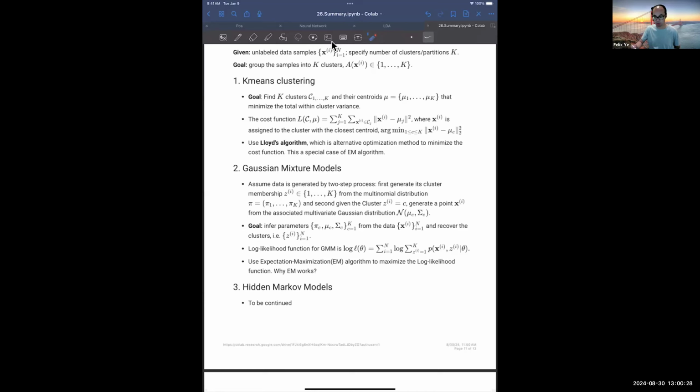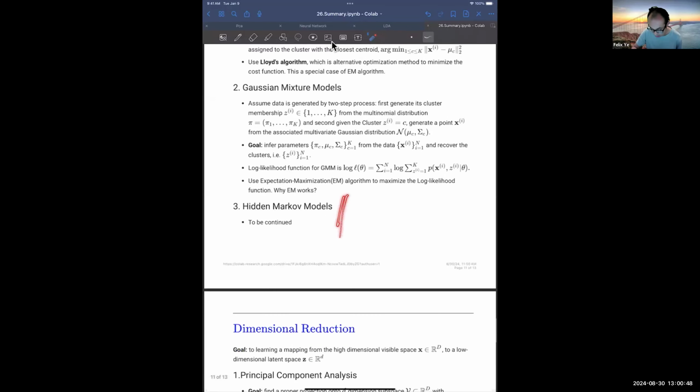So that's why we introduce something called the EM algorithm. EM is the expectation maximization algorithm, to actually maximize the log likelihood function. We also talk about why EM works, and the detailed step-by-step procedure for the EM algorithm. We didn't talk about hidden Markov models. This is usually covered in stochastic process courses.